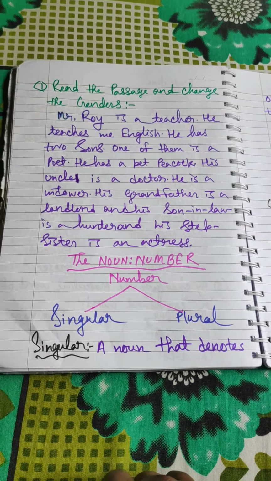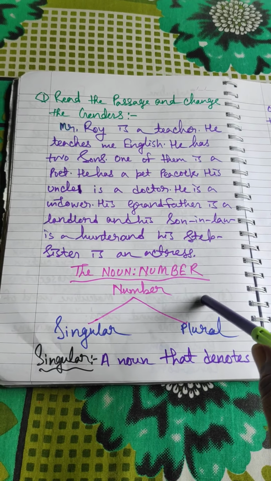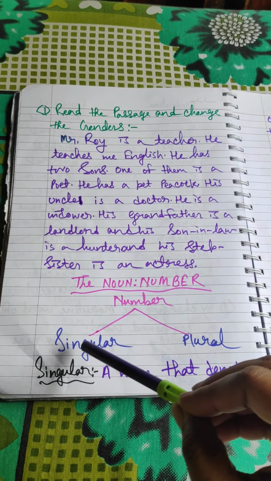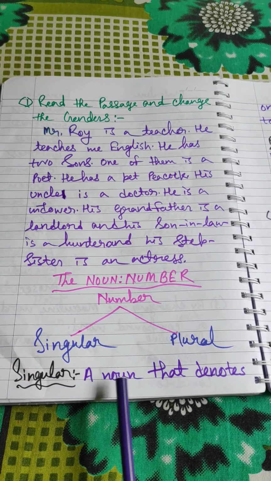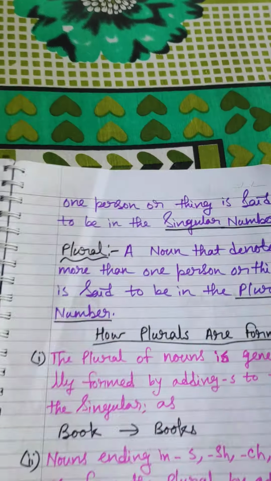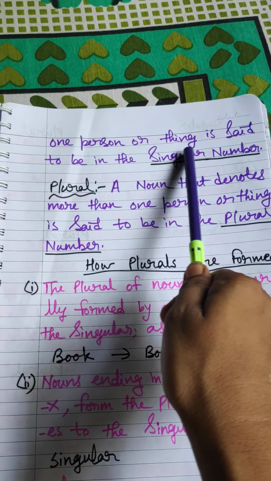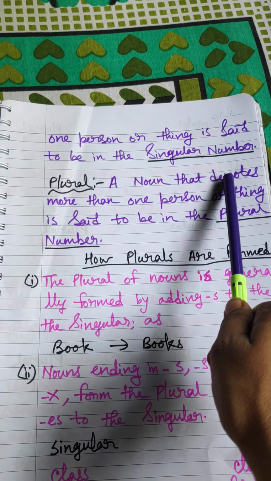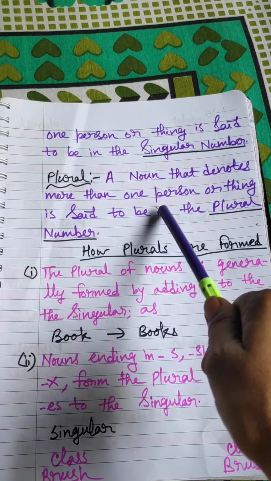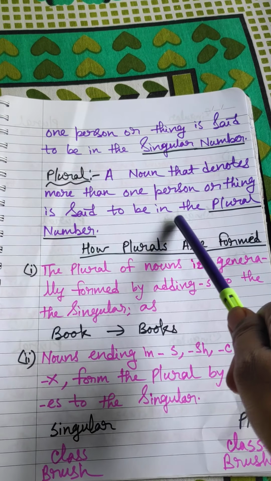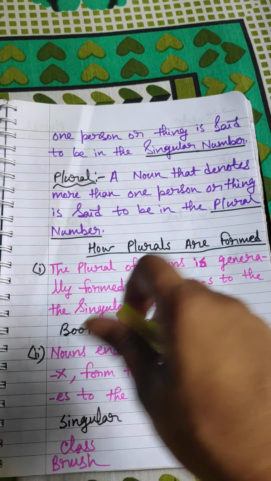Now the next topic is number. All of you know about number. How many numbers are there? Singular number and plural number. So what is singular number? A noun that denotes one person or thing is said to be in the singular number. Plural. A noun that denotes more than one person or thing is said to be in the plural number.